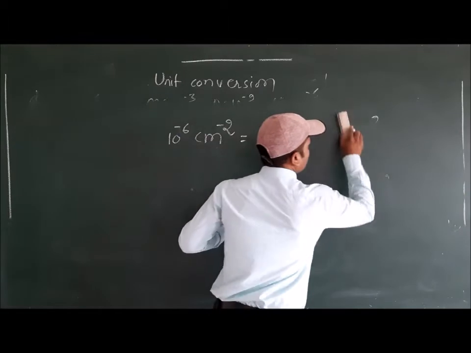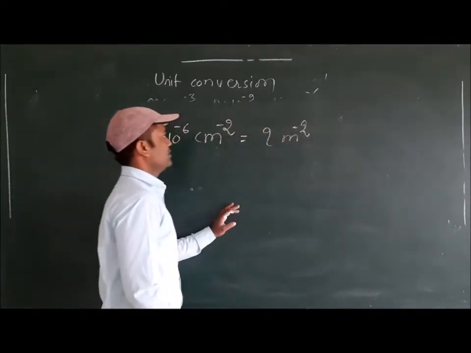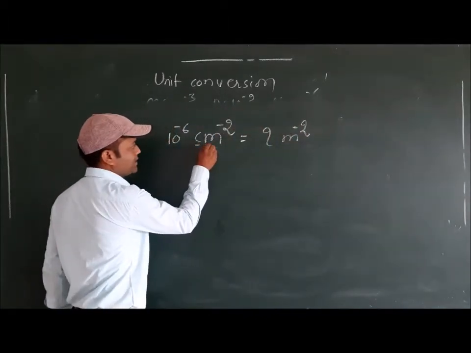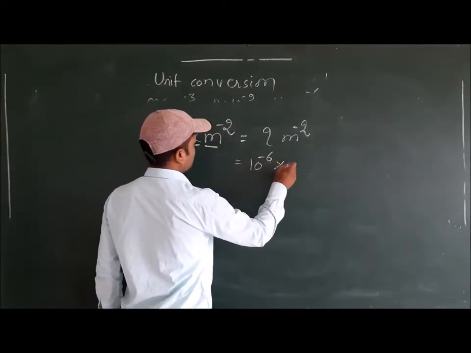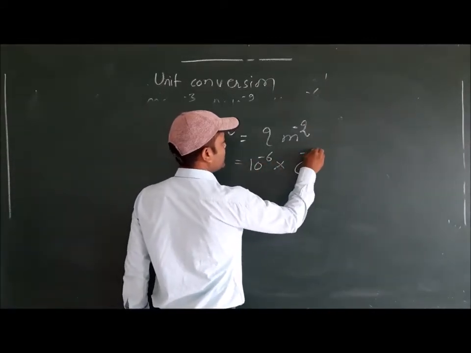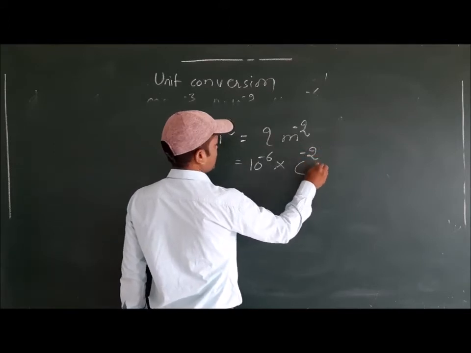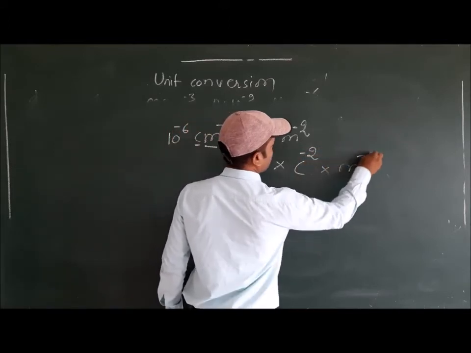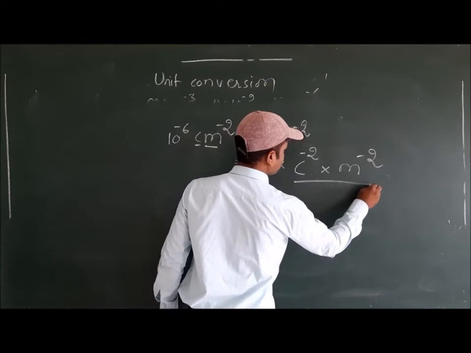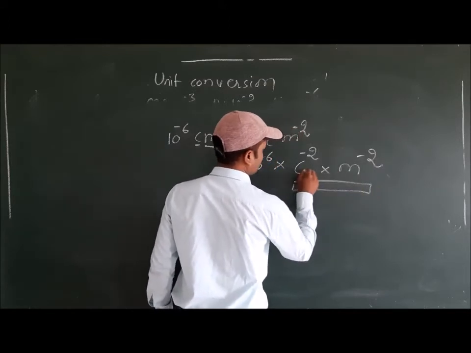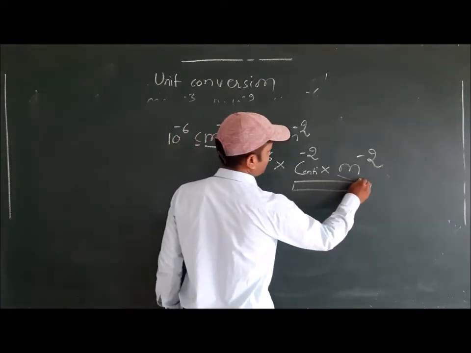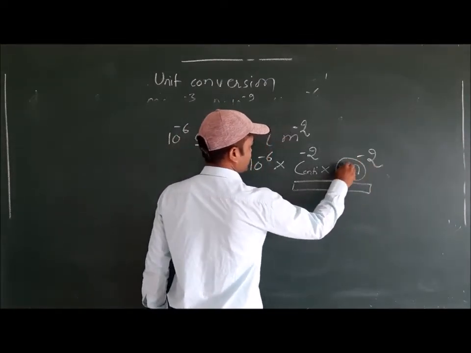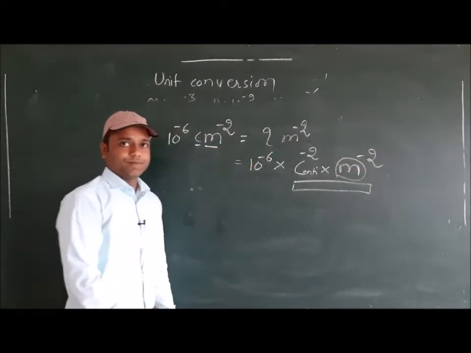Then how can I convert it? I have to simply separate these two: 10 to the power minus 6 into centi, 10 to the power minus 2, into meter to the power minus 2. Prefix and basic unit I separate. This is centi square, and this is meter square, which never changes, it is meter square only, okay?